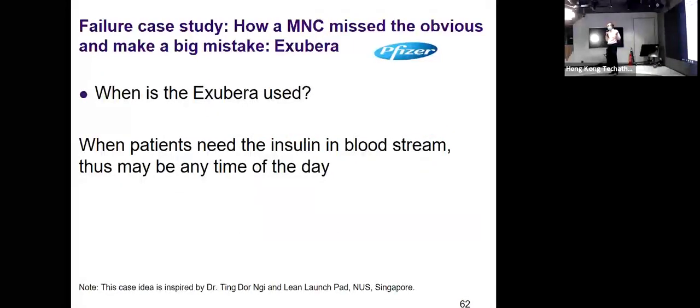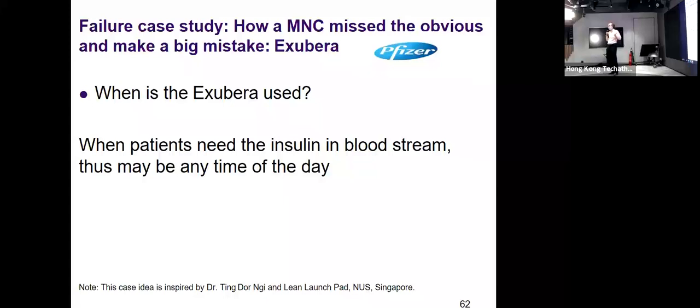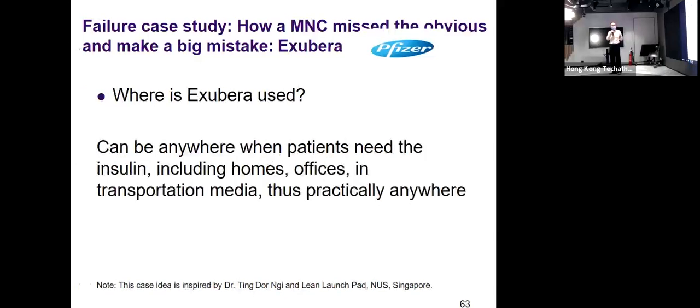When it is used is simple: when you need it, your sugar level is not at the right level, so you get an injection. So it is easy.